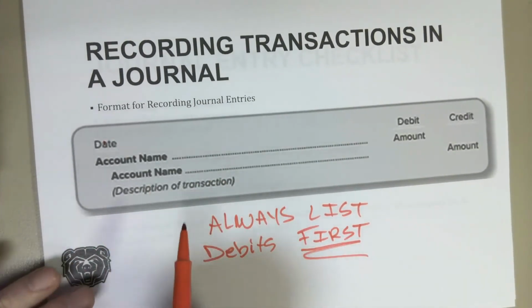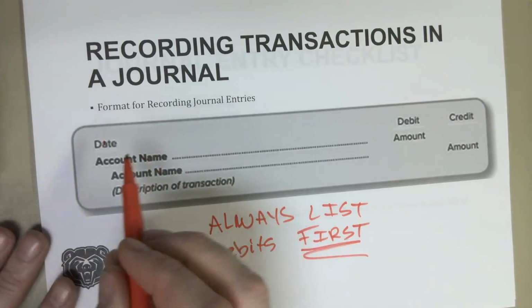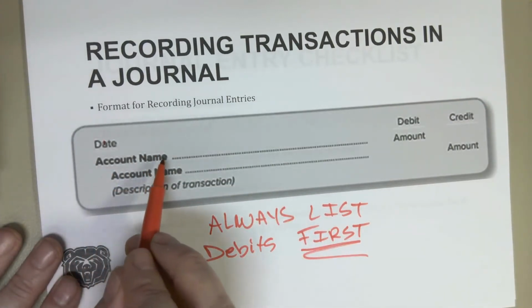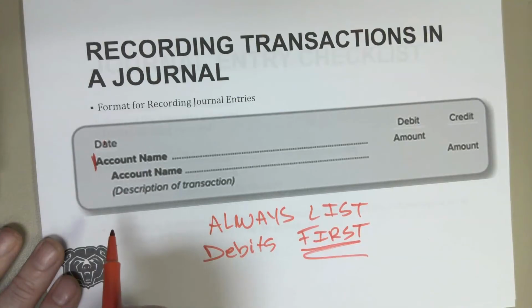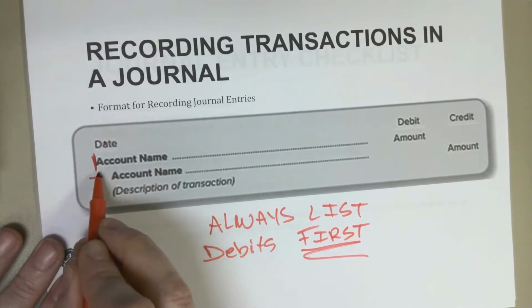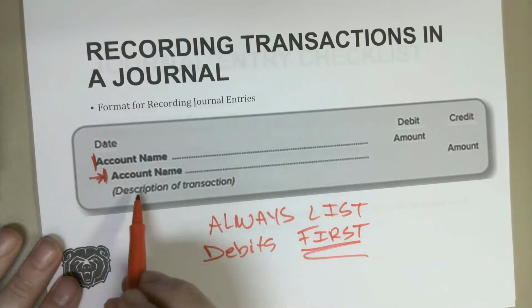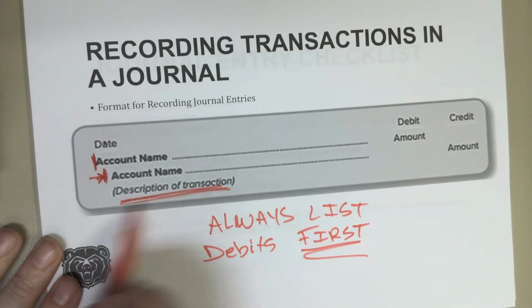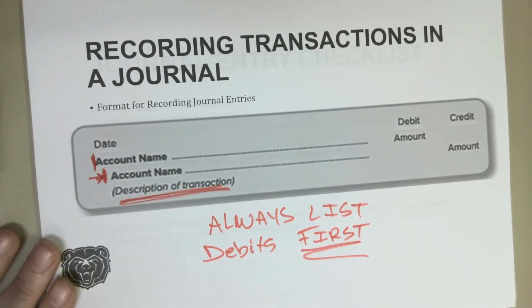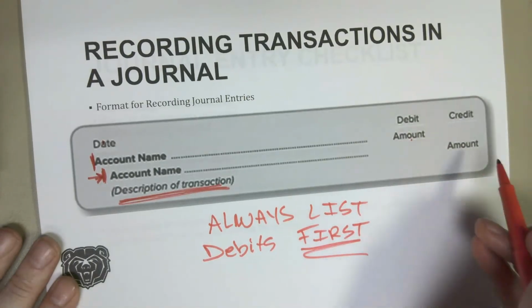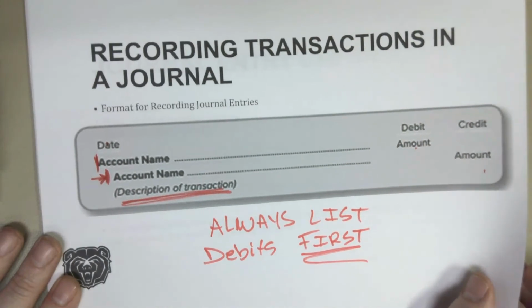And the way we're going to represent that, typically speaking, is you're going to see your debit left justified, and then you're going to see your credit indented slightly to the right, okay? And then typically you'll see a description of the transaction. Purchased $5,000 of pencils on account, okay? Something like that, and your amounts go under your debit and credit headers.